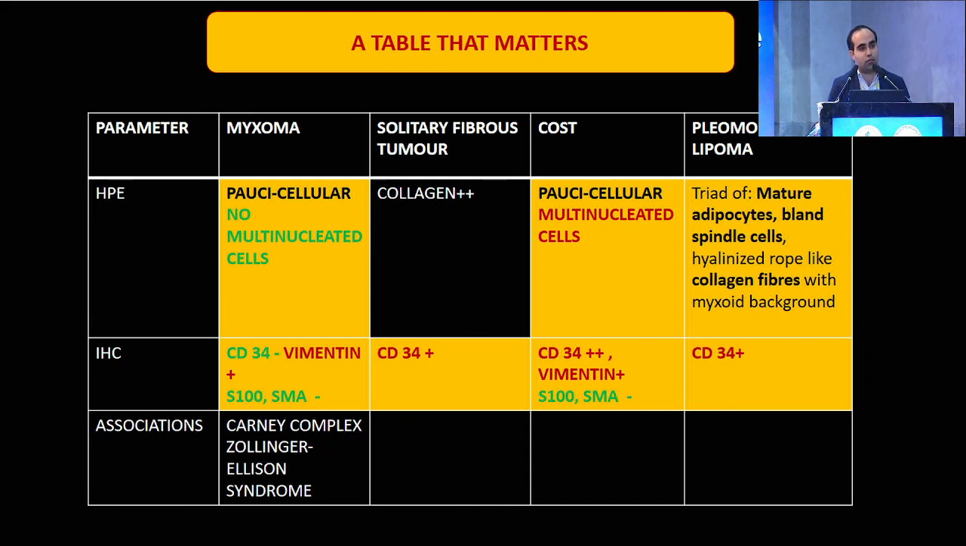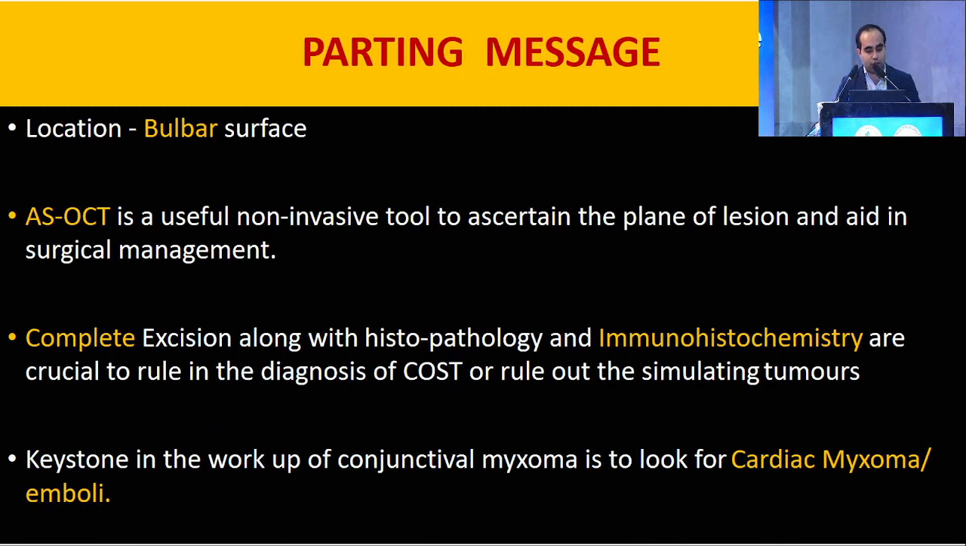Myxoma is important for the life of an individual because you can have a concurrent atrial myxoma as a part of the Carney's complex and also Zollinger-Ellison syndrome. What can help us is immunohistochemistry on histopathology, which helps with the various markers available as shown. Location is the bulbar surface. Anterior segment OCT is a very useful tool in doing this. Complete excision with histopathology coupled with immunohistochemistry helps in clinching the diagnosis. And the key is a systemic workup, not to look at the eye alone, but the eye is a part of the body, so examine thoroughly. Thank you.